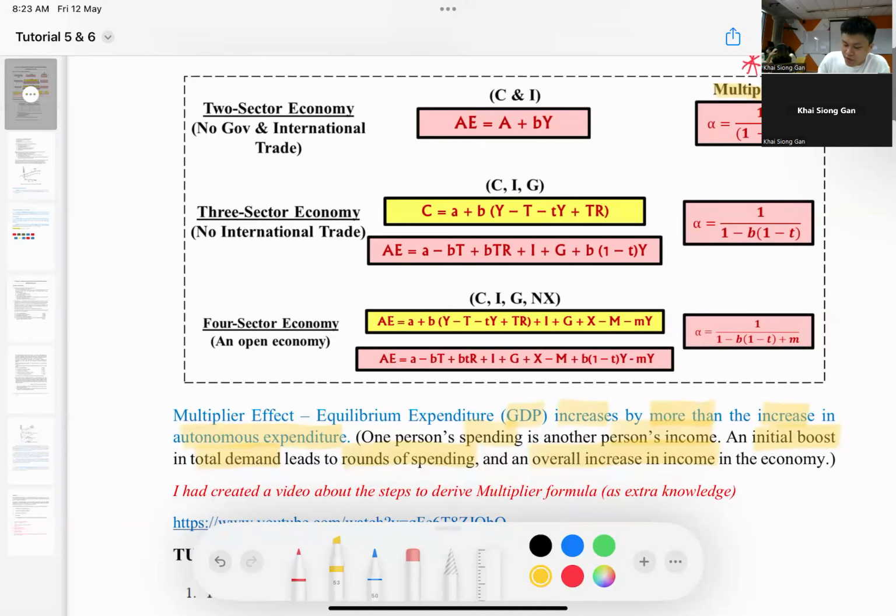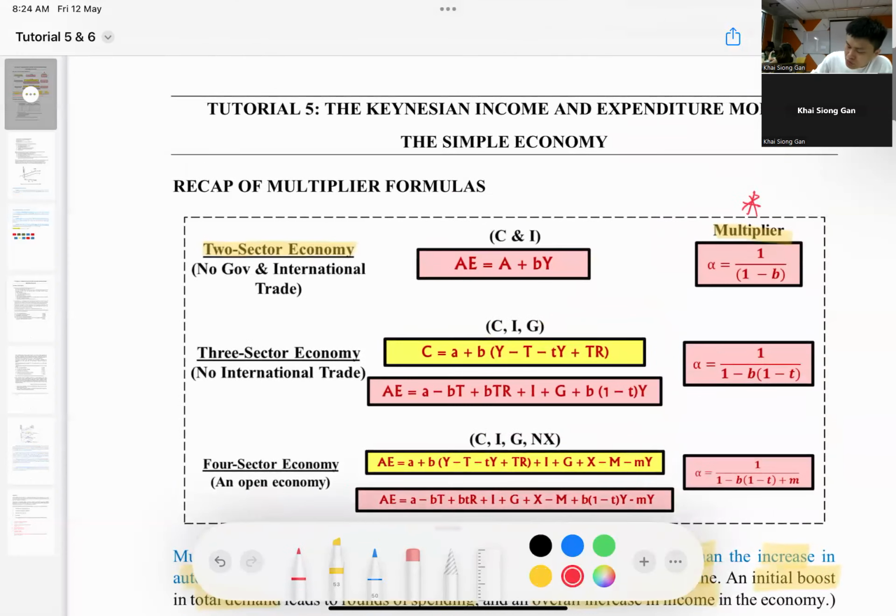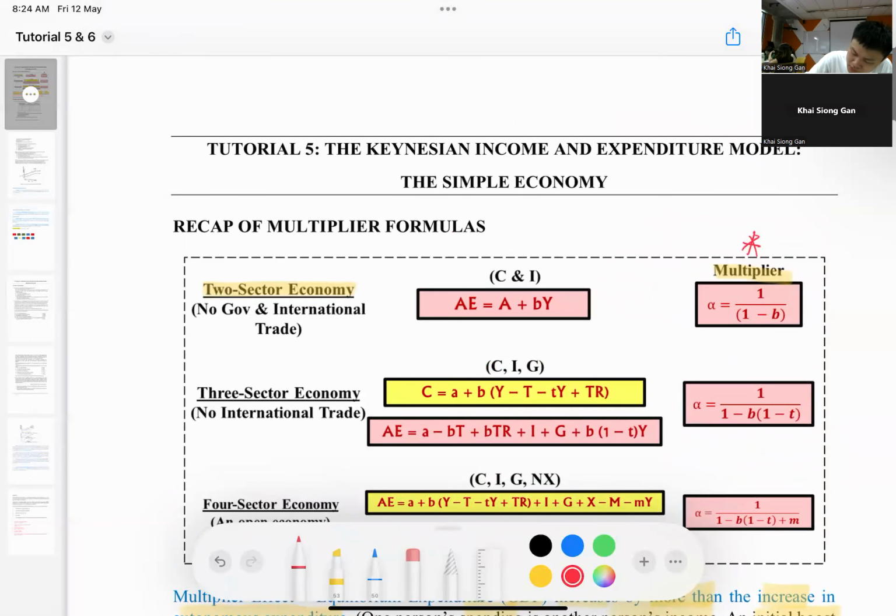Okay, yep. So first of all, for today's class, we are going to look into two-sector economy. Now, when we talk about two-sector economy, we are referring to a situation in which there is no government spending and no international trade. So if I were to talk about aggregate demand, we have the combination of consumption, investment, government spending, and net exports. These are the four components that we have for aggregate demand.